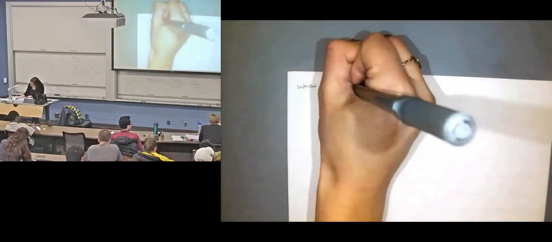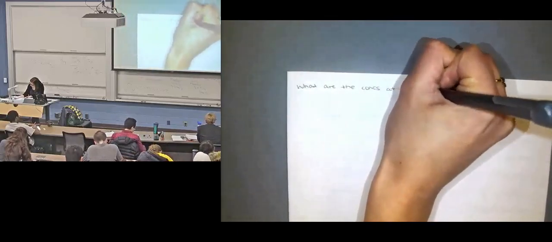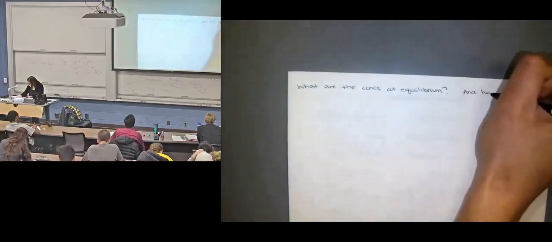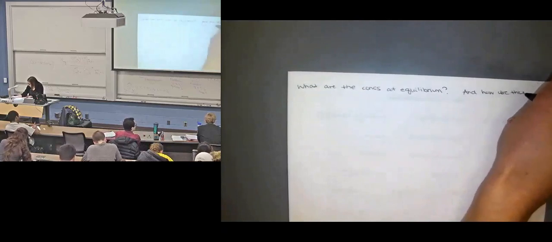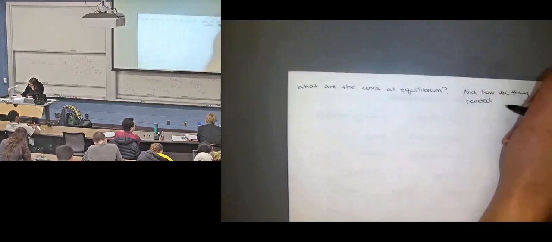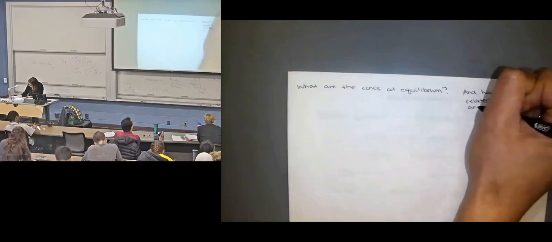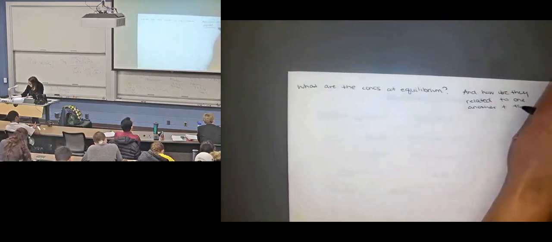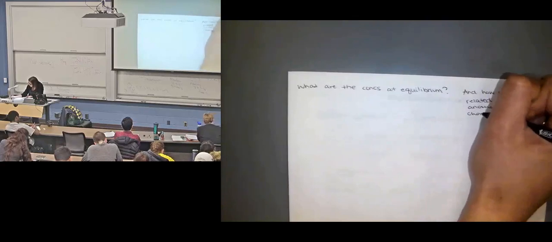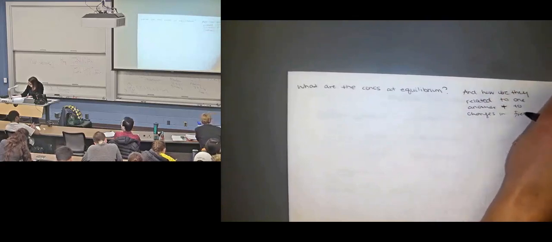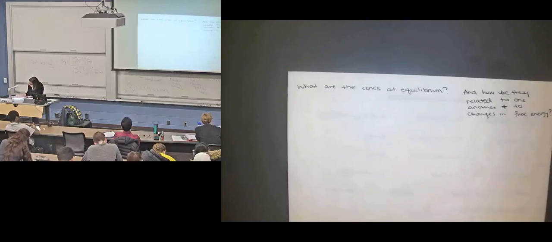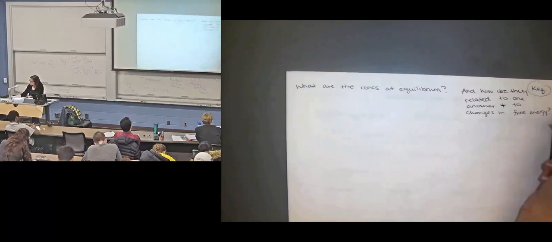All right, so what is the question we want to answer? What are the concentrations at equilibrium? Once it's reached, what do I expect them to be? And how are they related to one another and to changes in free energy? How they're related to one another is dictated by our equilibrium constant, and how they're related to free energy change.